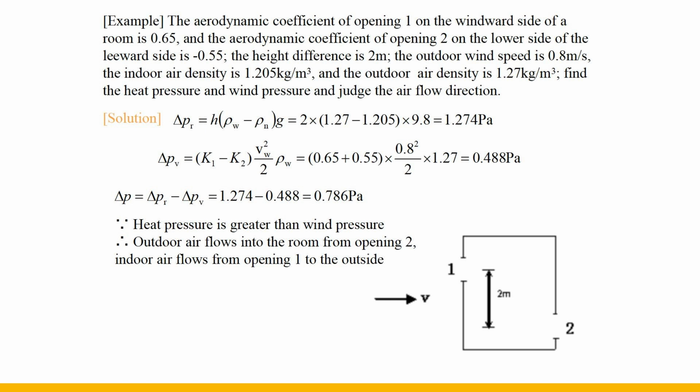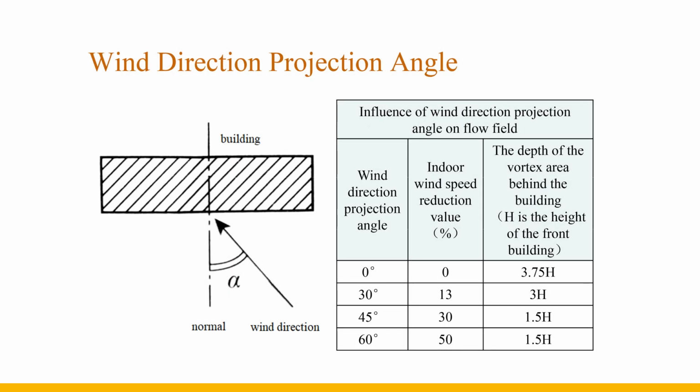So, how to determine the ventilation rate? Can the calculation determine the size of the window that needs to be opened? You can try to use the calculation formula of wind pressure to deduce the calculation formula of wind speed, and then deduce the calculation formula of ventilation volume, and use the ventilation volume and wind speed to determine the window area. Wind direction projection angle refers to the angle between the wind projection and the wall normal.